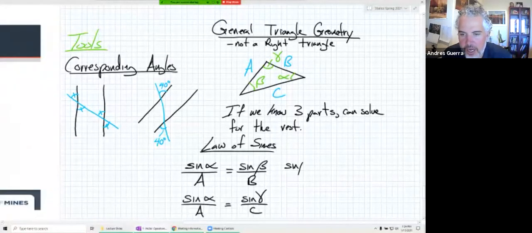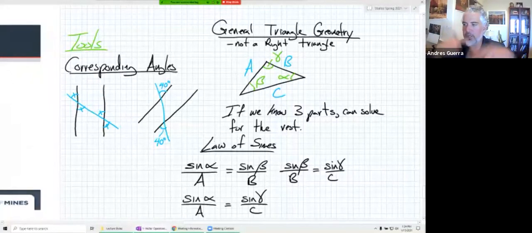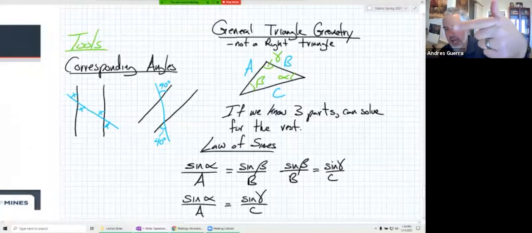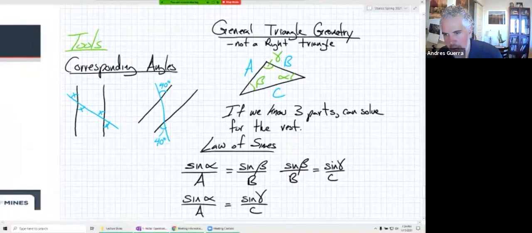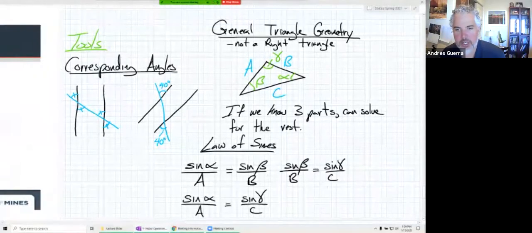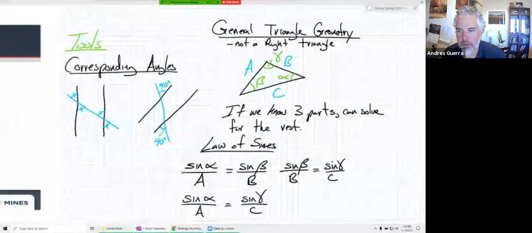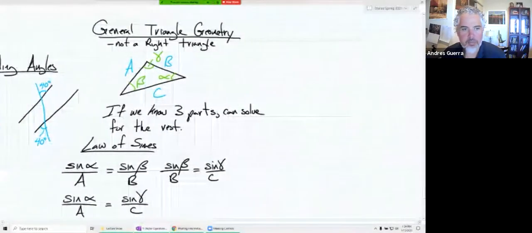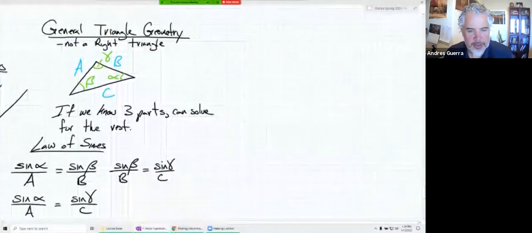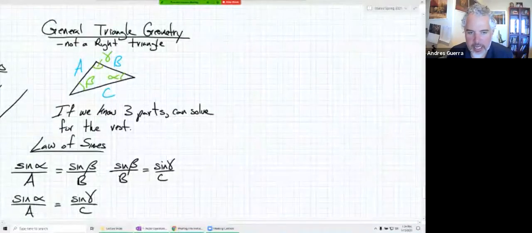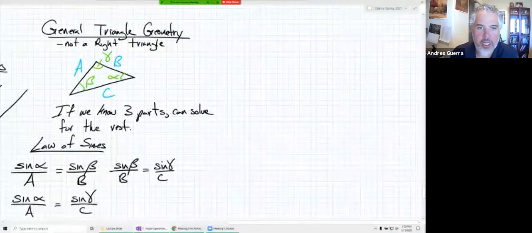So we could do the sine of beta over B is equal to the sine of gamma over C. And actually you can flip those too. You can put the A on top and the signs on the bottom of those fractions. So either one of those will work. Okay, so law of sines is good. It's three of our potential equations.